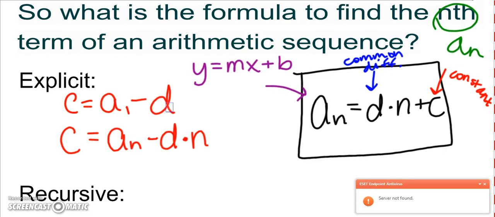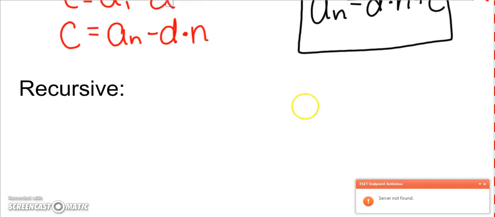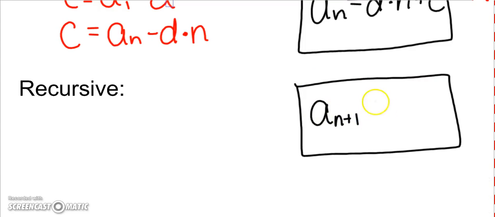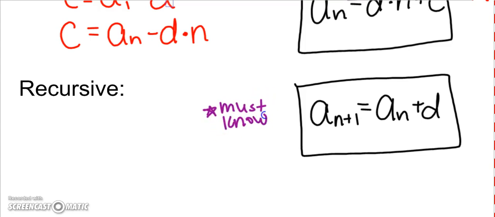Okay? So, recursively, you got another box. Go ahead and in this recursive box write a sub n plus 1 is going to be equal to a sub n plus d. This one, all you need to remember is that you must know a previous term. Just like all recursive things, you have to know a previous term in order to find the next term in a recursive sequence.